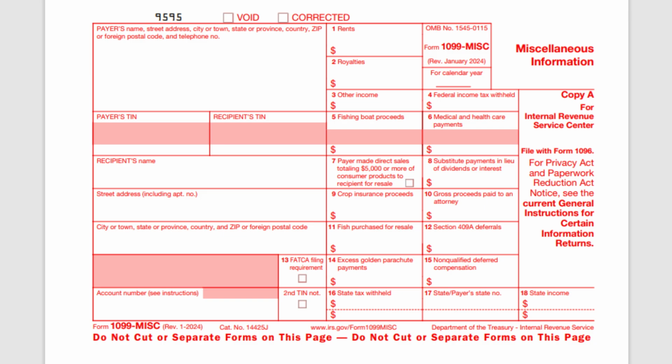Missing forms. Ensure you're filing the right form. If you paid someone $600 or more for services in 2025, you need to file a 1099-NEC. Late filing. The IRS imposes penalties for late filings, so make sure you meet the deadlines for both filing with the IRS and providing the contractor with their copy.